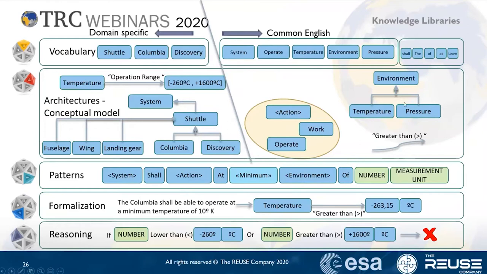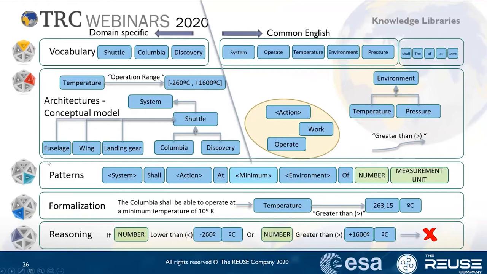So in the second layer is where, as I mentioned, we group or link things together. We say that temperature and pressure are both environmental variables. This yellow bubble means that to operate and to work have a similar meaning and are both actions. In here, you can see the shuttle is a kind of system. And Columbia is an instance of a shuttle. However, if you look at the end of the arrow, this is a diamond and this is a triangle. So this means an is-a relationship, while this means a whole-part relationship. So a shuttle is made up of fuselage, wing, landing gear, and so on and so forth, right? So this is the way we are linking things together, including also restrictions like the restriction of temperature that you can find here. Temperature in our system, according to this example, has to be between minus 260 and 1600, right?